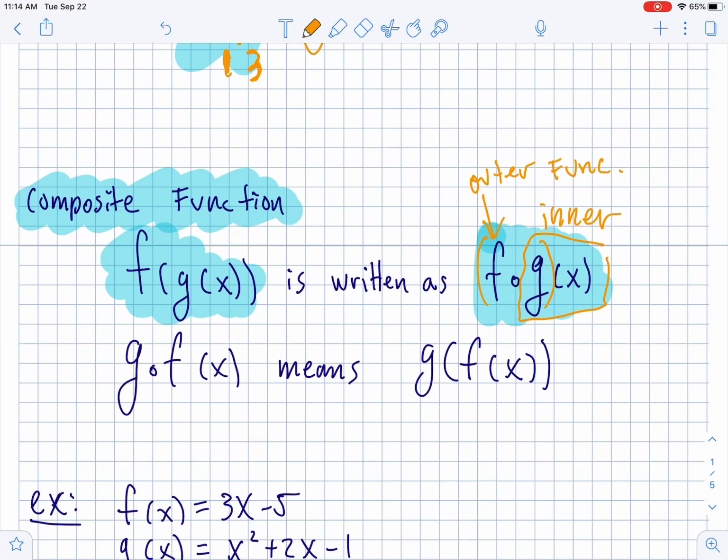So you can have any sort of order with these. It can be f of g or it can be g of f here. So g of f of x means f of x is inside of g of x. Remember, you read it right to left. f of x, then g of x.